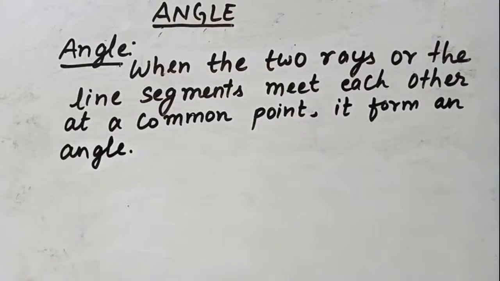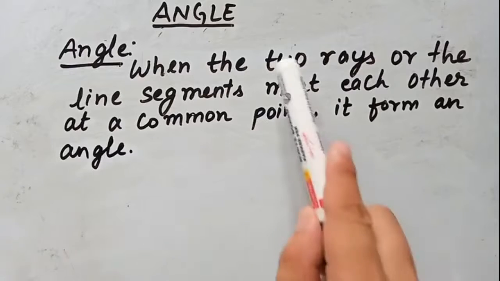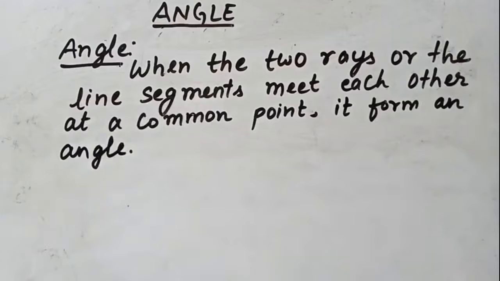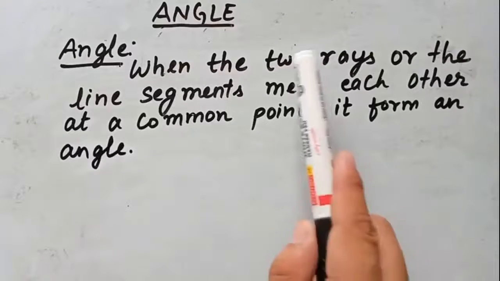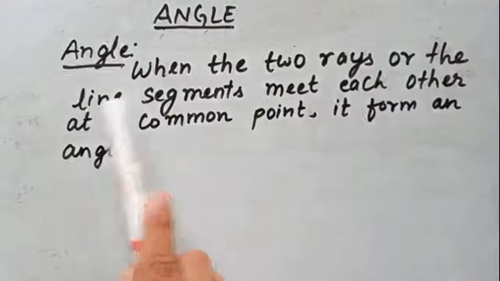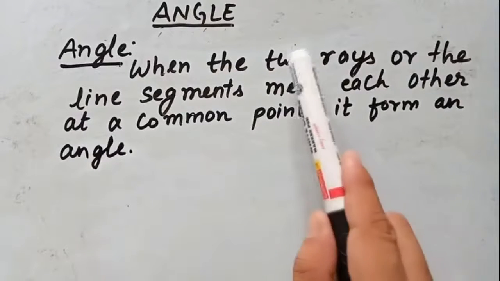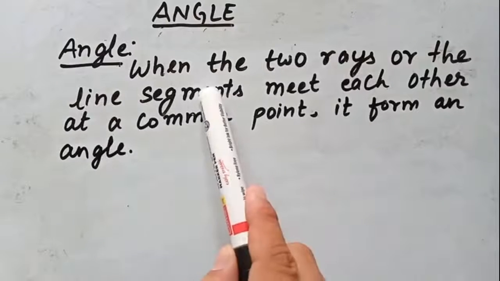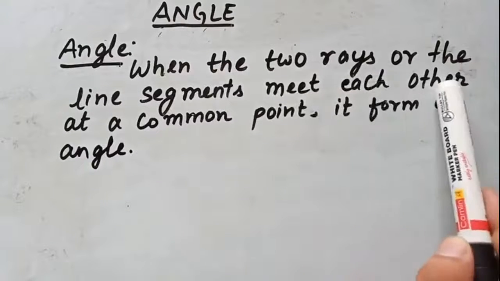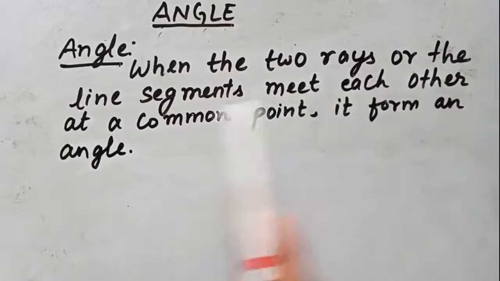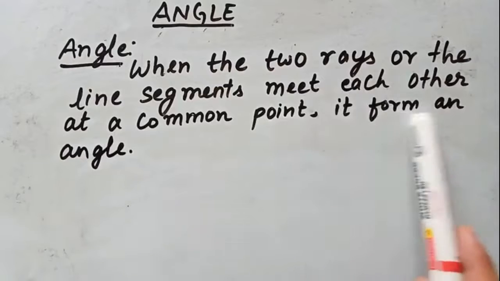So students, to form an angle, there must be at least two rays or two line segments. Only two rays or two line segments cannot form an angle. The two rays or line segments must meet each other at a common point. When they meet at a common point, it forms an angle.